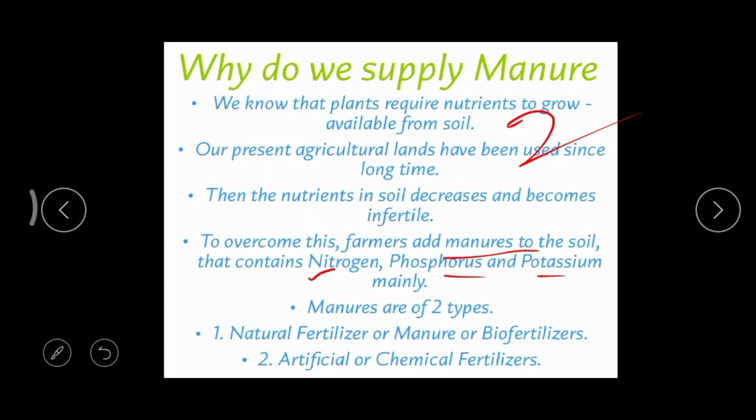Got it? Now these manures can be divided into two types. What are they? First one, natural fertilizer or manure, which can otherwise be called biofertilizers. We will deal with what natural means in the next topic. And the second one, artificial or chemical fertilizers. So in this way we can divide manures into two types: natural fertilizers, and artificial or chemical fertilizers. Is that clear? Now we go to the next topic.